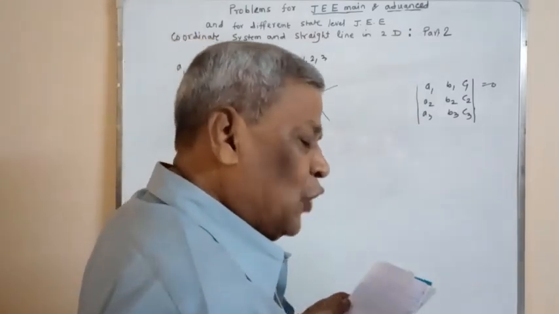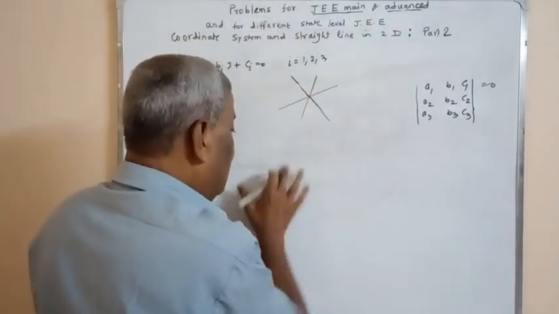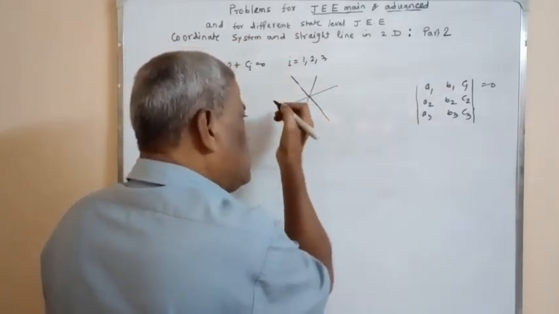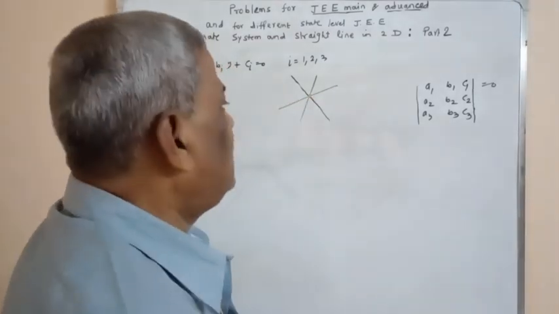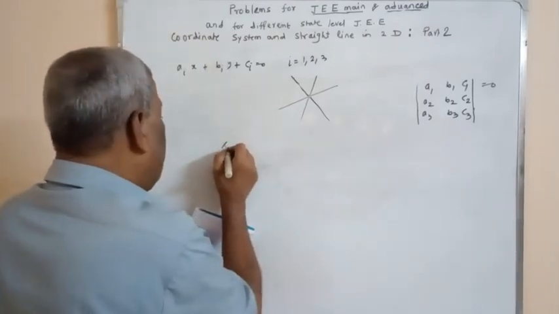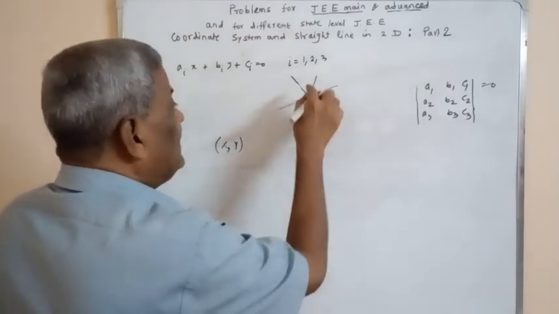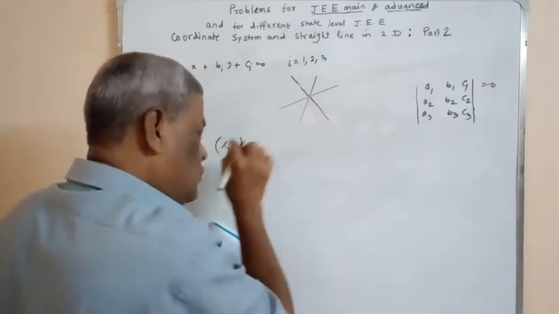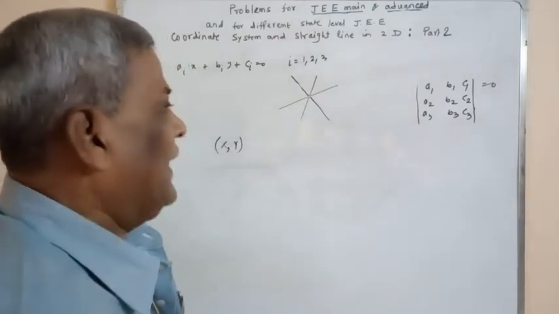There is another shortcut method. By solving any two equations of straight lines, we get the point of intersection of the two straight lines. Suppose this point is capital X, capital Y. If the third straight line passes through the same point, then also we can say that they are concurrent.